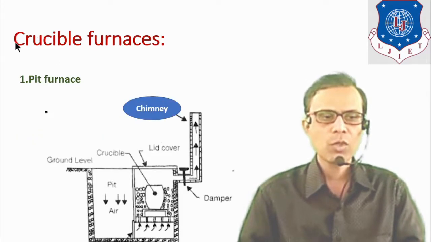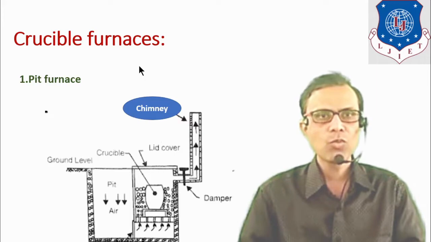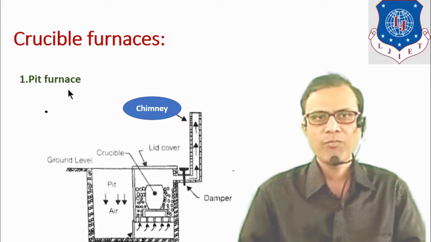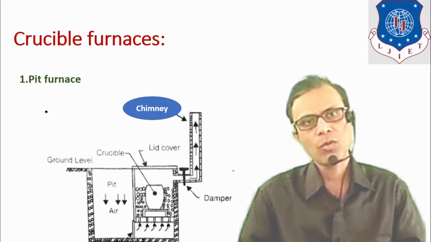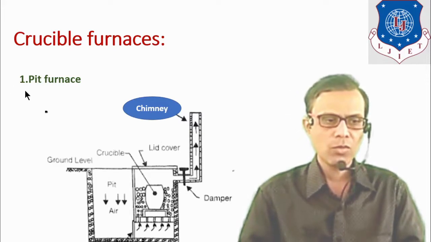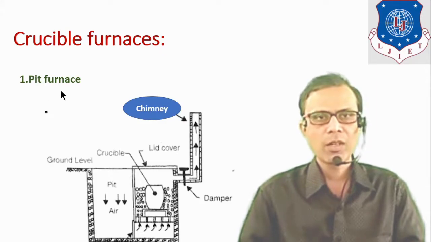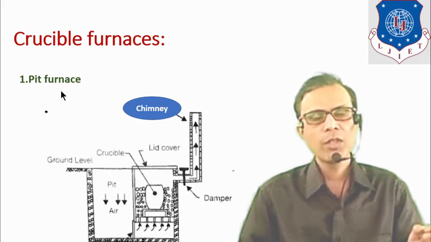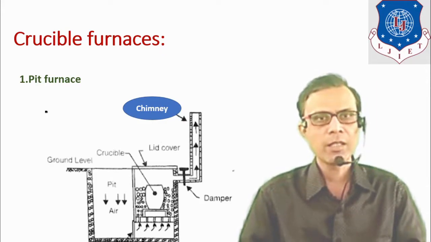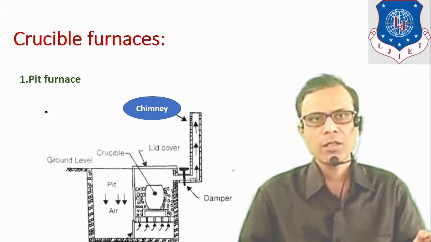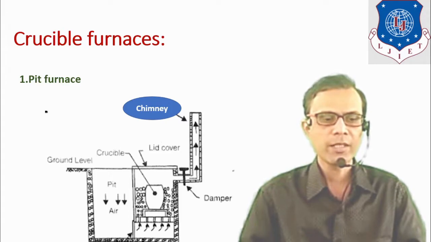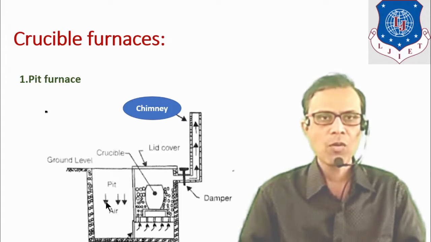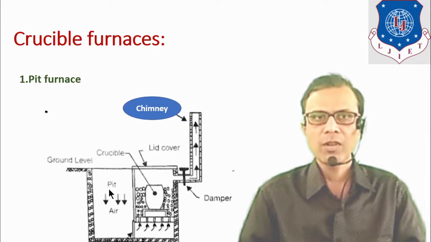about crucible furnace. There are two types, that is pit furnace and another is gas fired or oil fired furnace. So let us see pit furnace. The fuel used in pit furnace is coal. It is the simplest type of furnace among all the categories of furnaces. It is generally mounted in a pit. That's why it is known as a pit furnace.